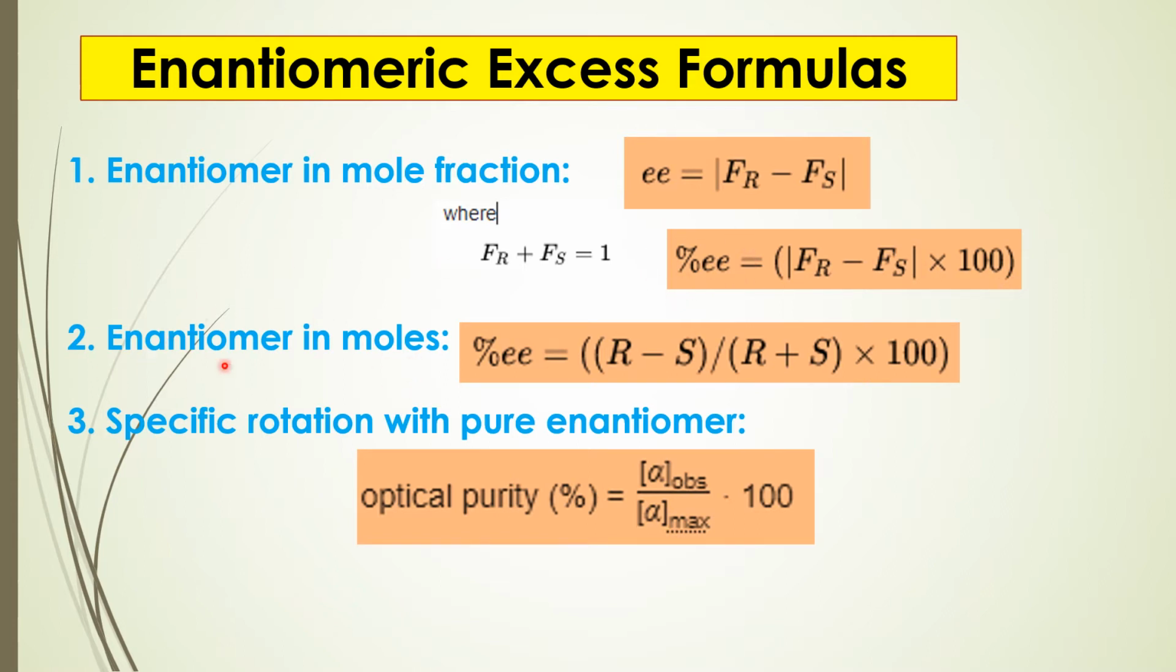In the case where the enantiomer is present only in moles, what is the formula? It is R enantiomer minus S enantiomer, divided by R plus S, into 100. And the third one: if the specific rotation and the pure enantiomer are given, how do we find the enantiomeric excess? That is the optical purity: specific rotation observed divided by the specific rotation of the pure enantiomer, into 100. This is the three formulas which you need to keep in your mind.